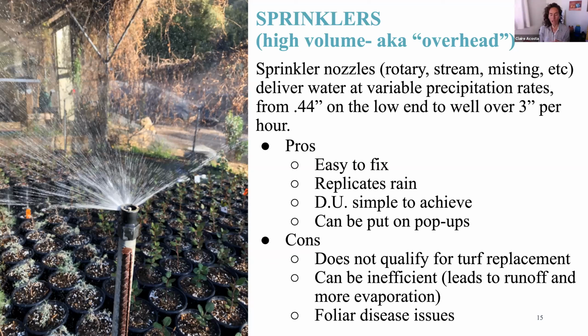Cons is it does not qualify for the turf replacement rebate. There are several rebates, I think there's like 7 that Martha goes over. The turf replacement rebate is specifically removing your turf and putting in a drought tolerant landscape. For that specific rebate, you can't put in sprinklers. It has to be a drip system or hand water. But there is a rebate for changing your old spray nozzles to the water conserving ones.